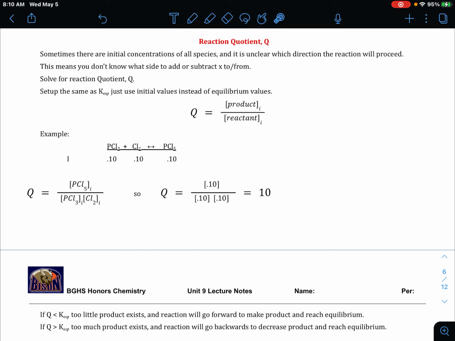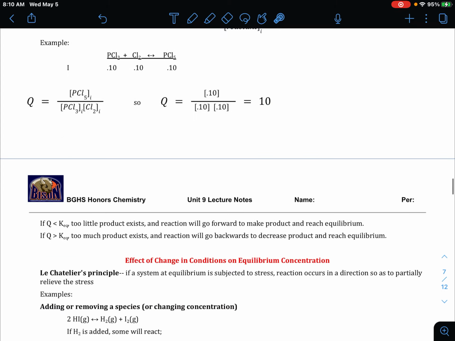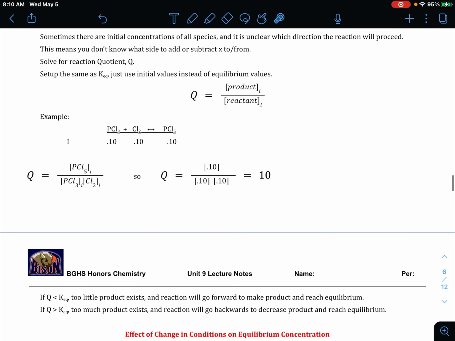So by plugging these values in, if I take the PCl5 and put it here, and put the PCl3 here and the Cl2 here, by plugging everything in, we get a value of 10. So 10 is our current reaction quotient. It is the current ratio of products over reactants. So the next thing we need to do is compare the Q value to the KEQ value.